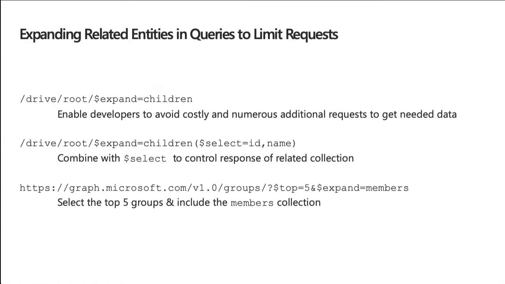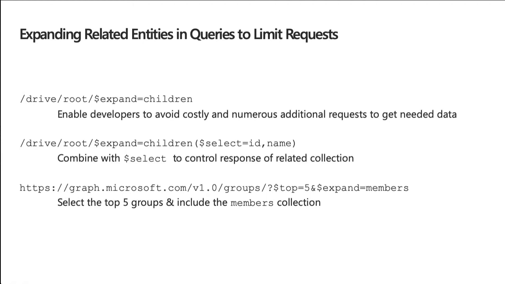The expand operator can be used to expand a collection of items, saving you from issuing additional requests. Now in this example, you have requested Microsoft Graph to automatically include the children collection from the drive/root endpoint. This is going to include all the default properties for the collection of files and folders within the root folder of a user's OneDrive.